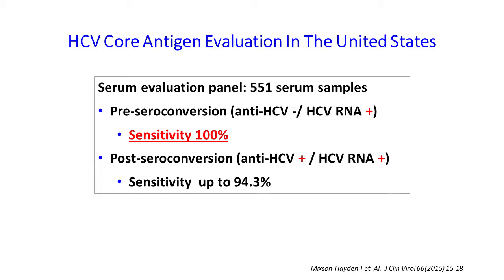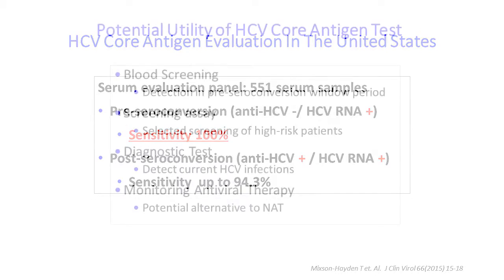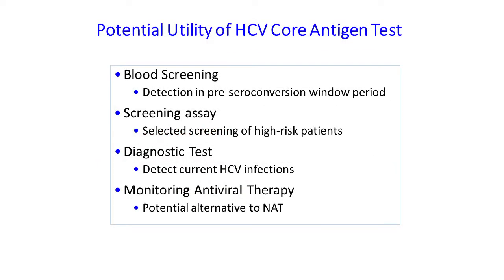Samples in which there were both antibody positive and RNA positive, the sensitivity fell to about 94%. However, those samples that were missed had core antigen levels that were lower than, RNA levels that were lower than 3,000 IUs per mil.